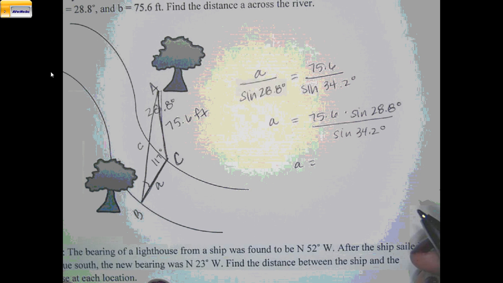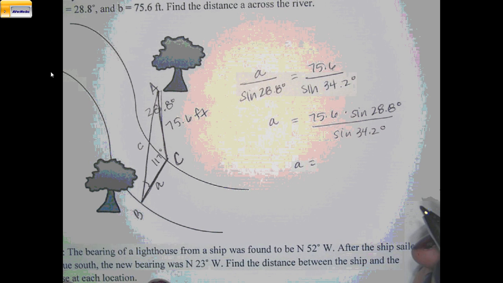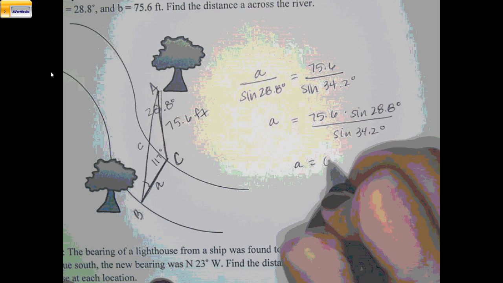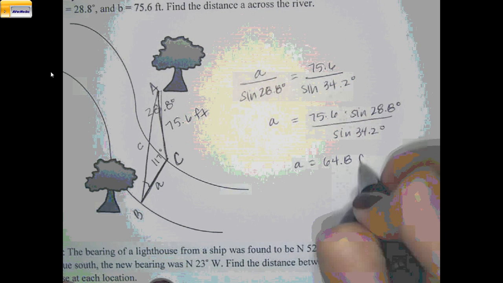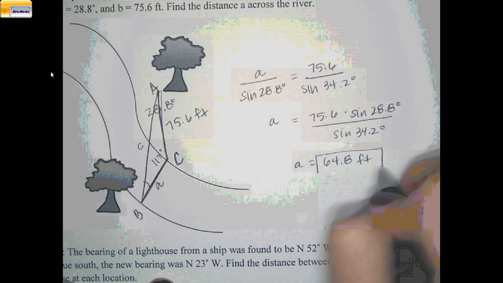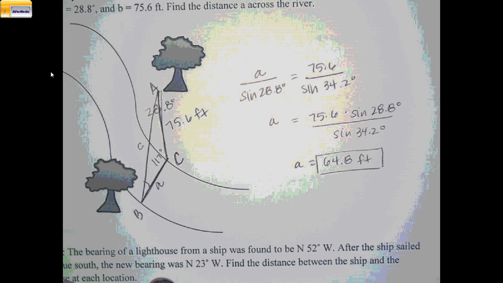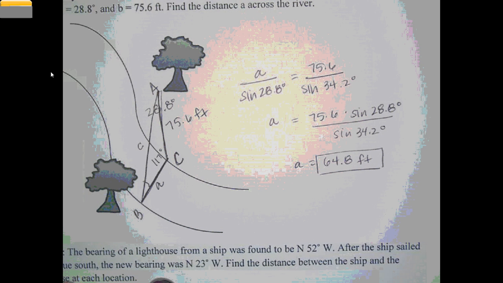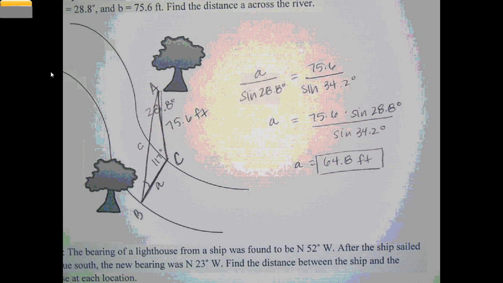You guys just let Ashley do all the work for everybody. 64.8. How did you get the same thing? She's working on it. Okay. 64.8, is that what you guys got? 64.8 feet. So we're talking about distance right here. Questions on that example?